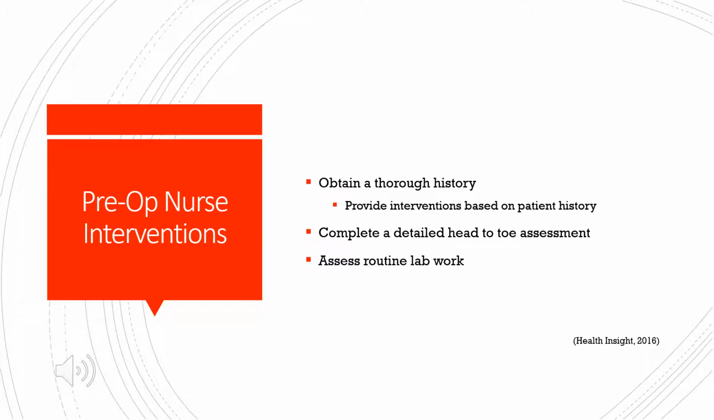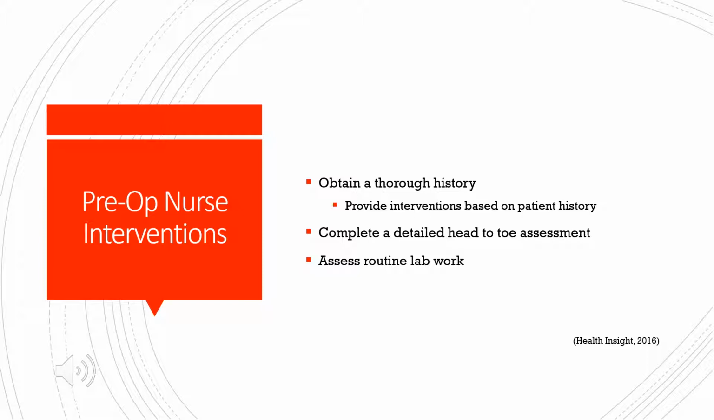What are some preoperative nursing interventions? It is important for the nurse to obtain a thorough history. In obtaining this history, the nurse should identify drug allergies, lab work, current medical conditions, previous medical conditions, as well as prior cardiac catheterizations.